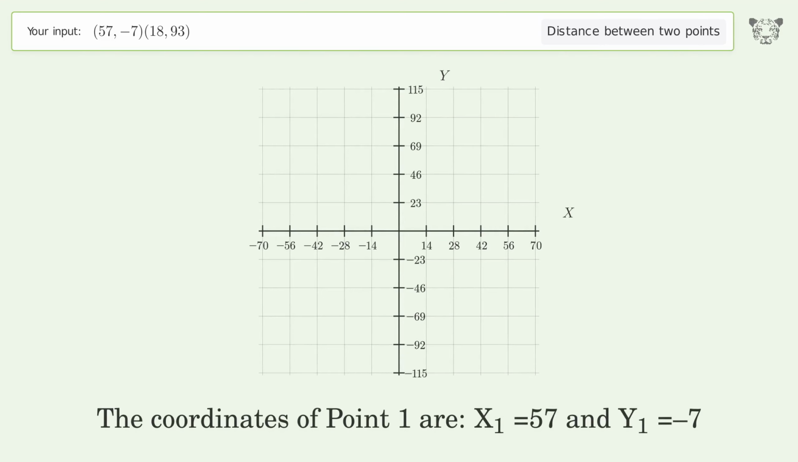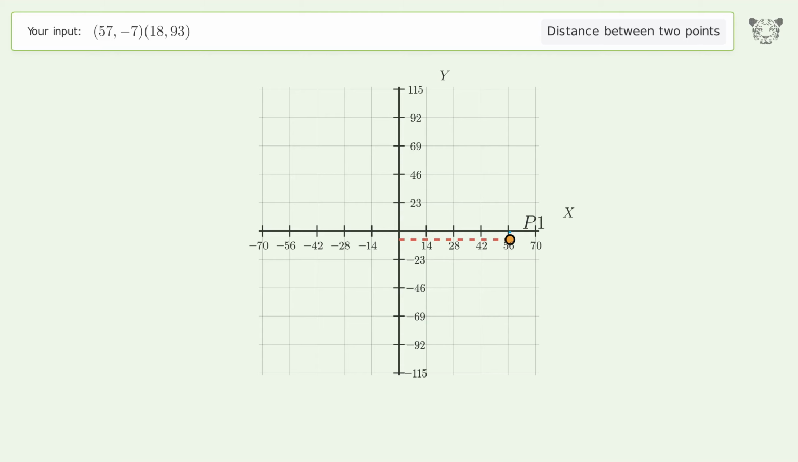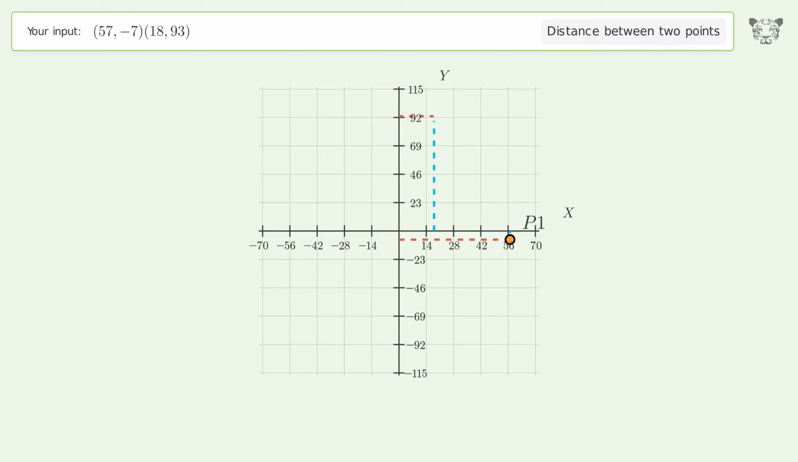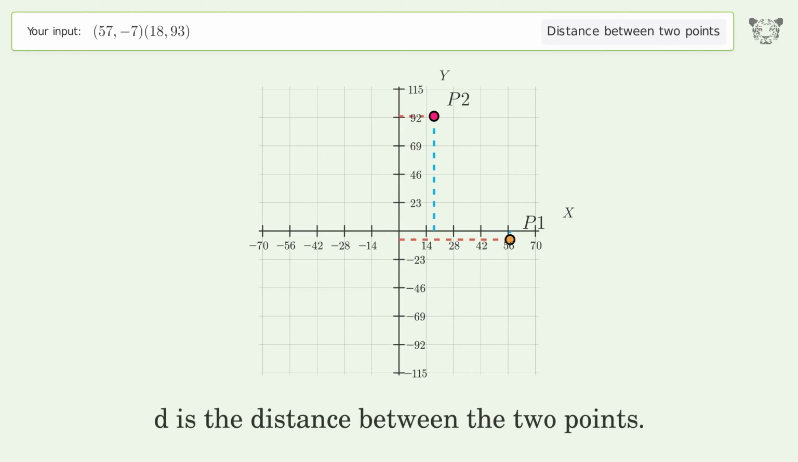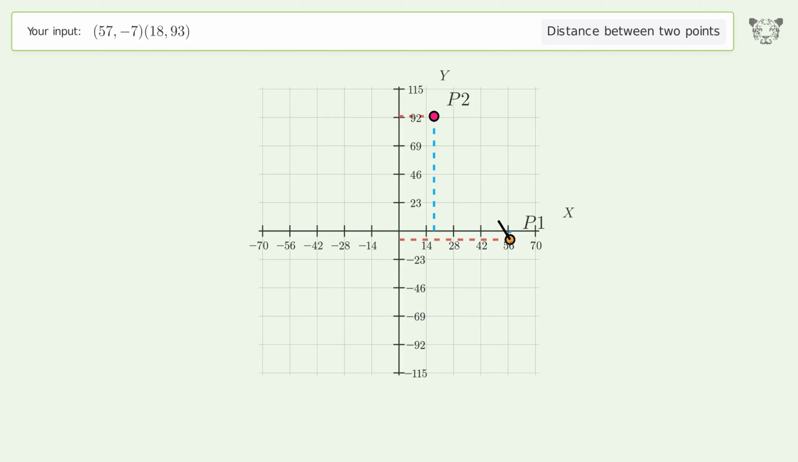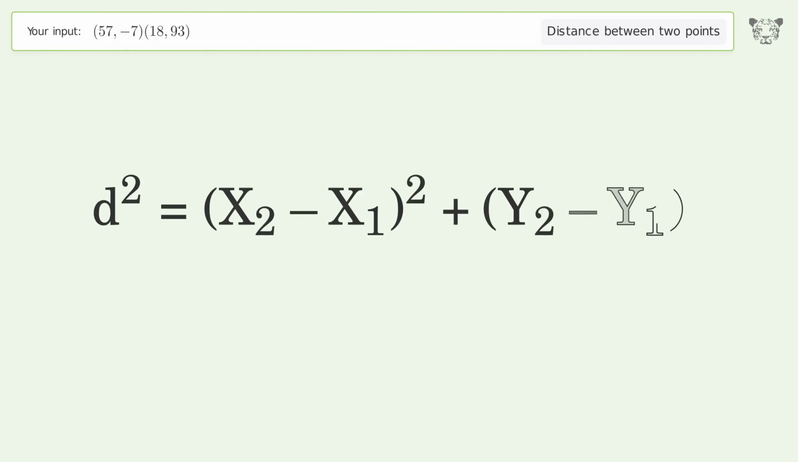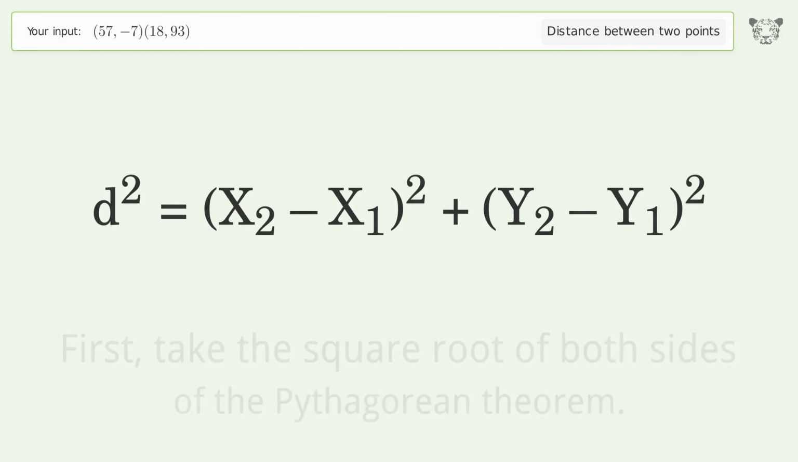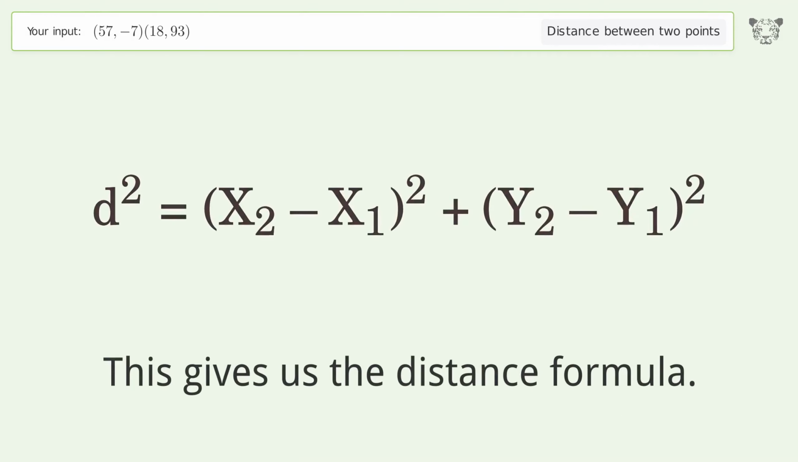The coordinates of point 1 are x1 equals 57 and y1 equals -7. The coordinates of point 2 are x2 equals 18 and y2 equals 93. D is the distance between the 2 points. First, take the square root of both sides of the Pythagorean theorem. This gives us the distance formula.